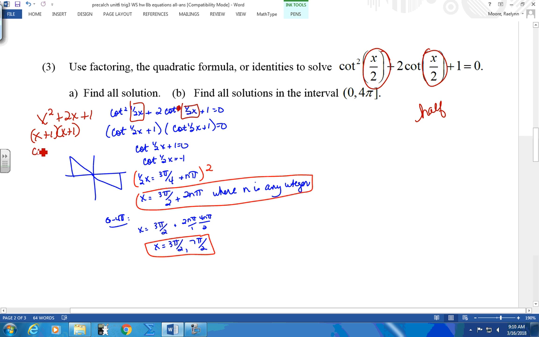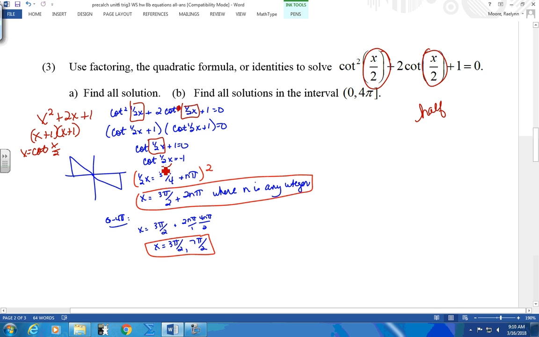The x is your cotangent, x over 2, or 1/2 x, whichever way you want to write it. Leave it x over 2 or 1/2 x, whatever you like. You only have to solve one of these because they're both the same. So solving for 1, keep your 1/2.